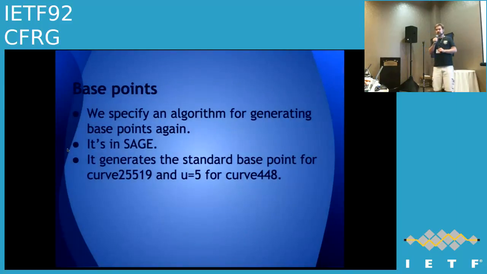Base points. So we had a base point generation algorithm when we inherited it from the Microsoft draft. It didn't actually generate the base points we were using, so I got rid of it. But now there was an open question about when we imported Goldilocks, what should its base point be? So we have, again, a base point generation algorithm which simply says it is the smallest U value which gives you a point in the correct subgroup. That generates the usual base point for curve 25519, and for curve 448 we end up with u equals 5. So that's now our base point, and we have an algorithm in Sage.